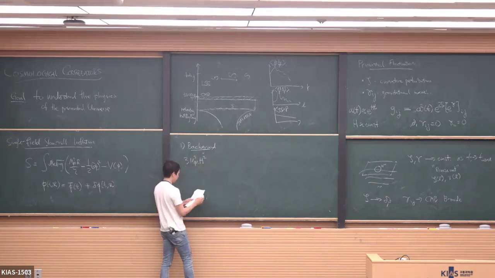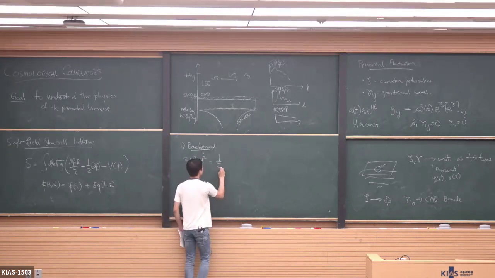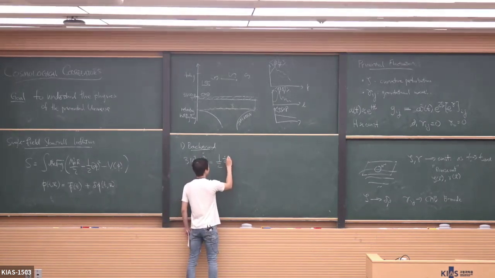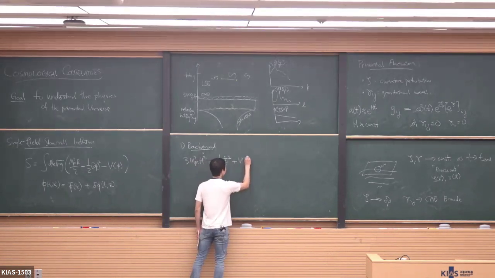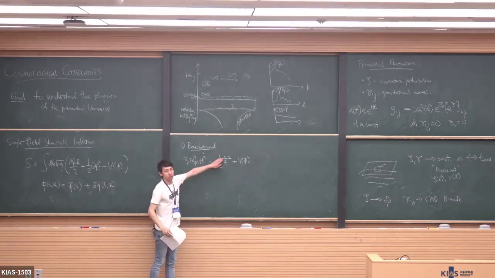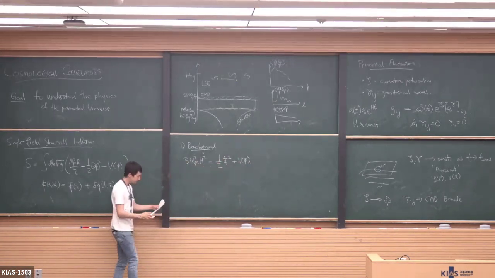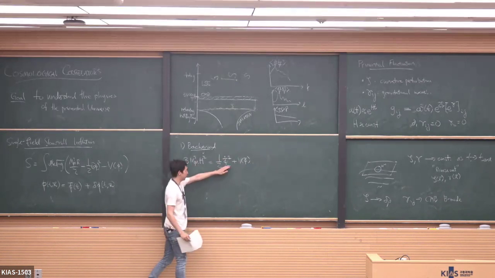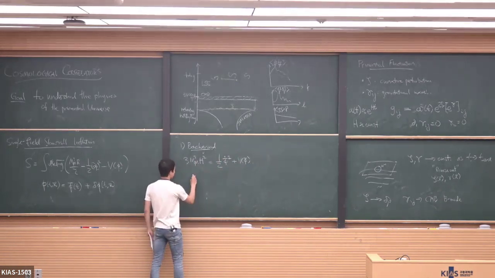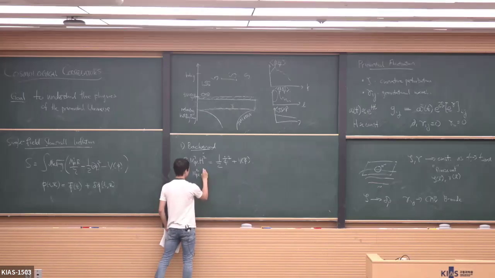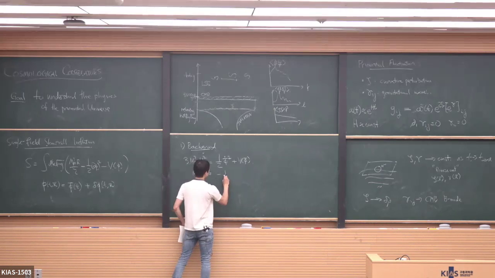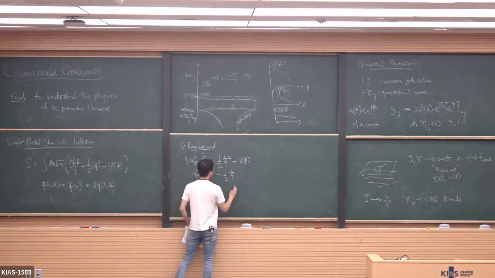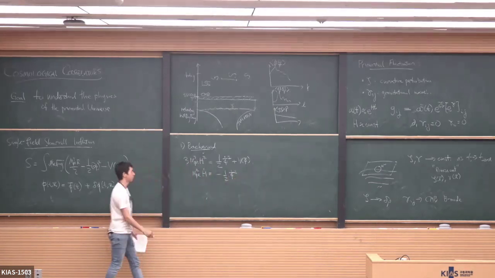3 M Planck squared H squared is equal to 1/2 phi bar dot squared plus V of phi bar. Okay, so here dot is the time derivative. So this is the kinetic term and the potential. And then from the other Einstein equation, we also get this equation: H dot is equal to minus 1/2 phi bar dot squared.